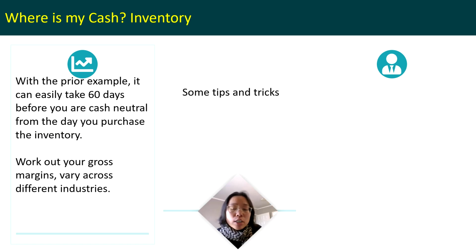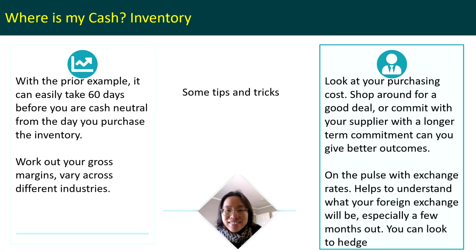There are some tips and tricks for you as usual. Look at your purchasing costs. So shop around for a good deal. Or I actually like this better, is to commit to a supplier so that you set intention up front, to say, hey, I do want to work towards a longer term commitment with you, and if possible we get better pricing. That usually gives you better outcomes.